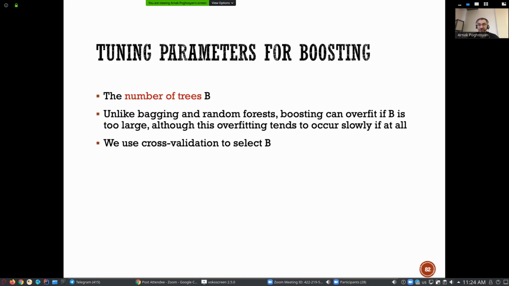In the case of bootstrap aggregation, the bigger your B, the better results you are getting, although you have a saturation. Bigger values mean bigger complexity, but the results can be the same as for smaller B. In the case of boosting, you need to put some limitations on B. You need just to tune it. So we use cross-validation to select B.